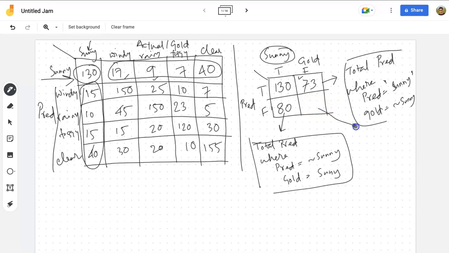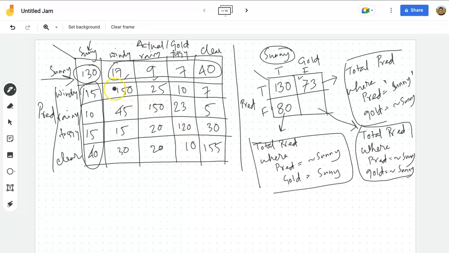And whatever the last cell, it is the total predictions where prediction is also not sunny, and gold also not sunny. Both are not sunny. So this is the last cell. The actual label is not sunny, and the prediction is also not sunny. So how to calculate this from the actual table?